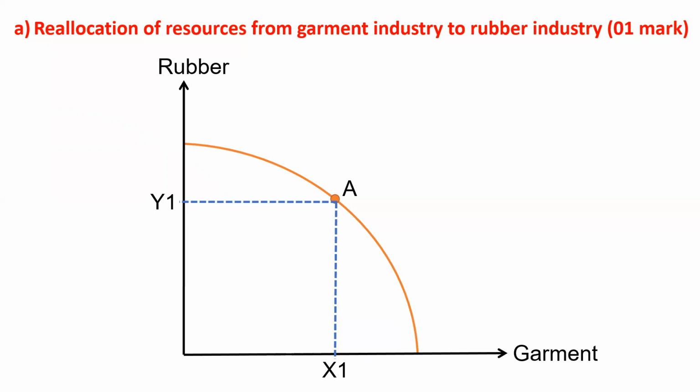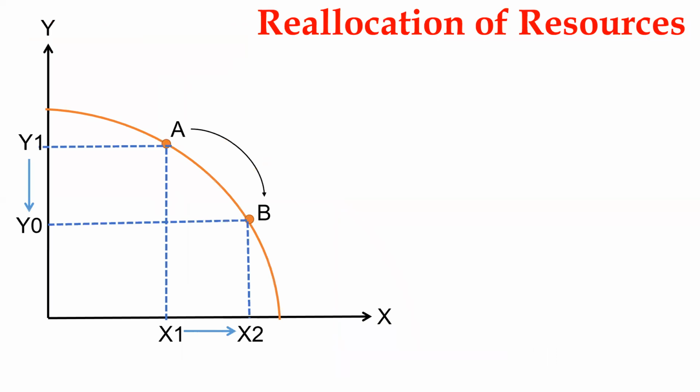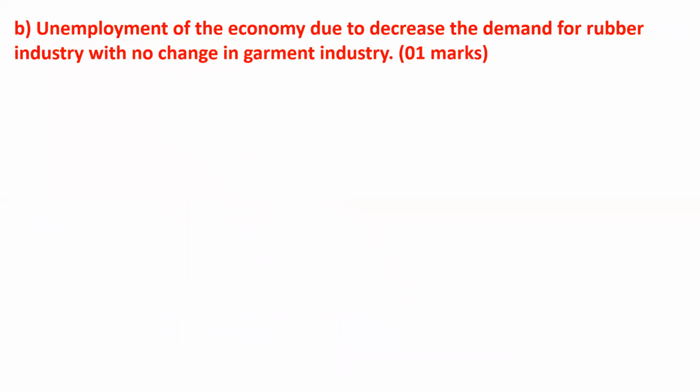Right? No need of explanations. Just have the diagram only. Second one, unemployment. Again, we know due to unemployment, the PPC is not changed at all.